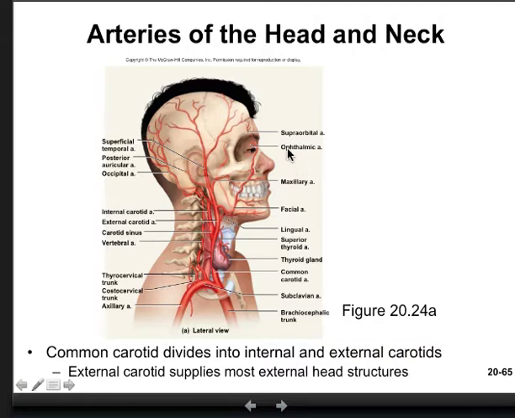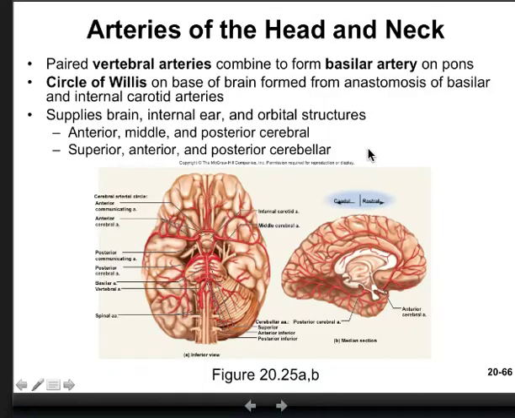Ophthalmic artery, not a surprise, it runs near the orbit. All right, ophthalmic means pertaining to the eye, and supraorbital artery runs above the orbit. Okay, supra, above, orbital, pertaining to the orbit. Okay, the paired vertebral arteries combine to form the basilar artery on the pons.